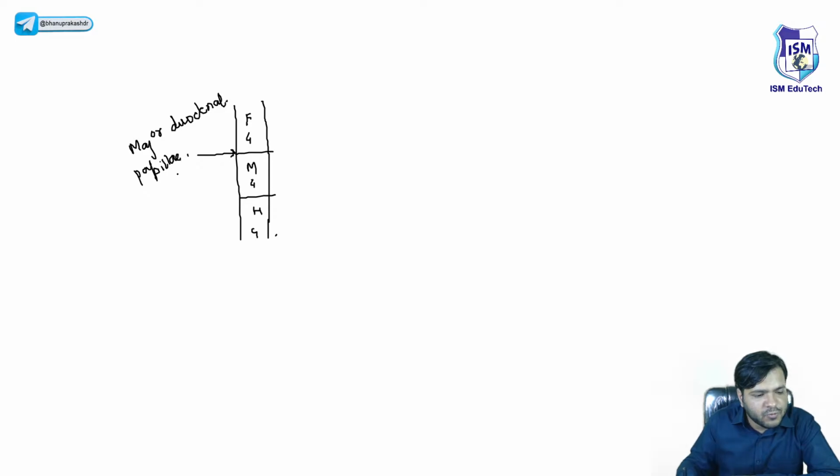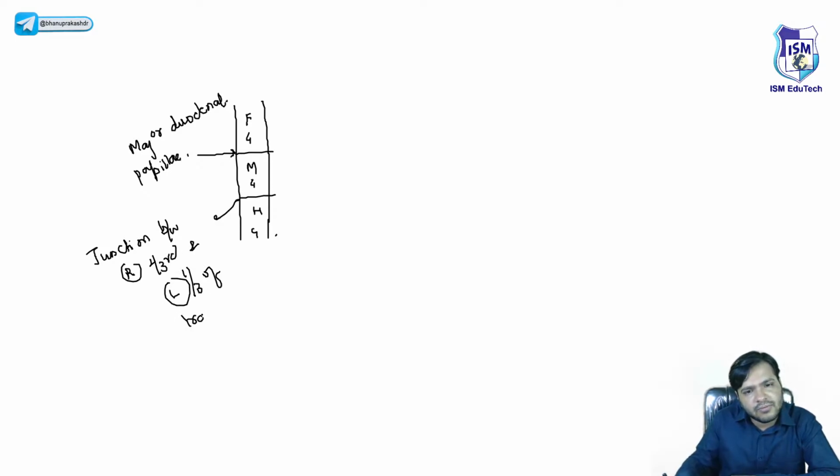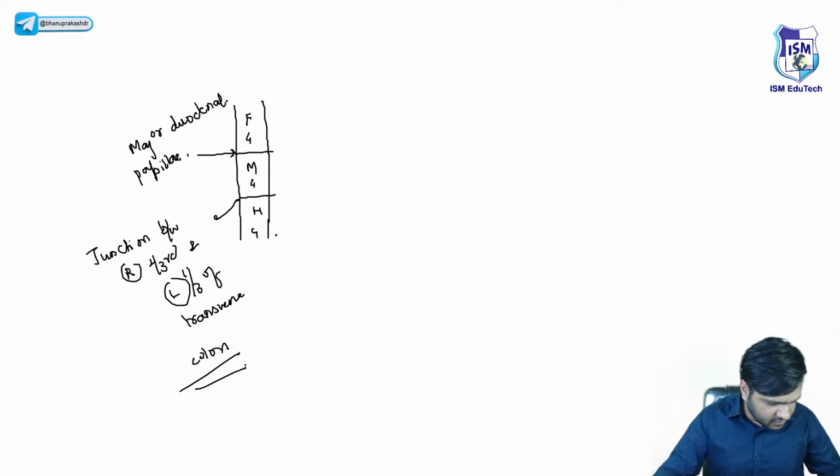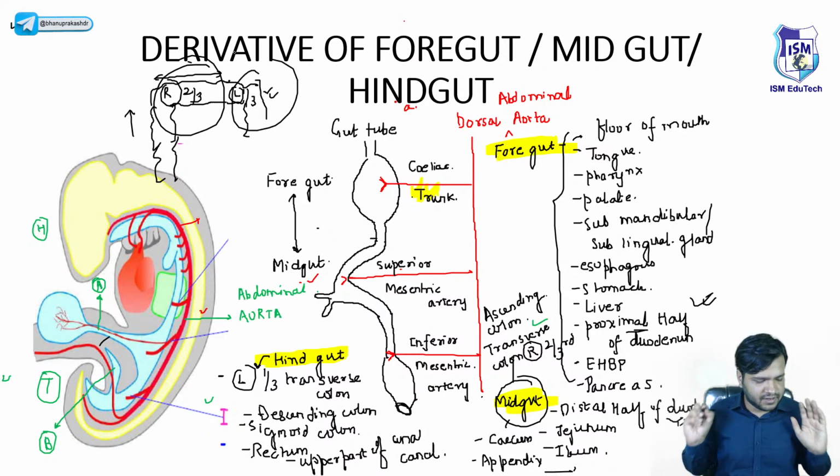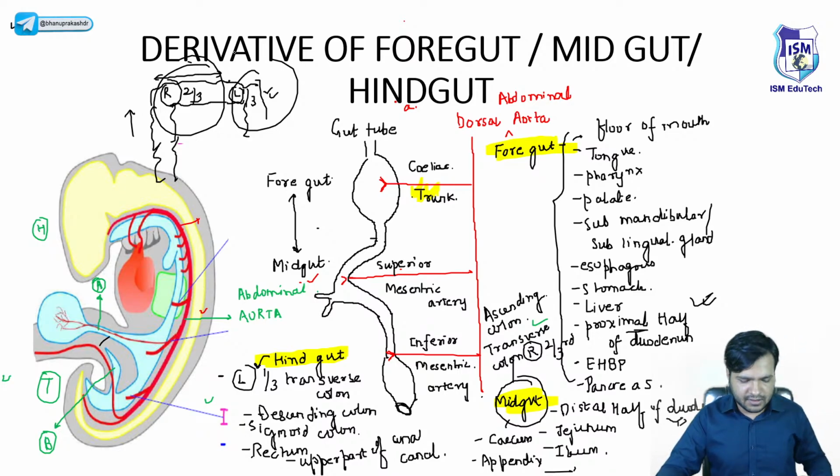Now, between the midgut and the hindgut, you already know it is the junction between the right 2/3 and left 1/3 of the transverse colon. This I have already discussed with you right now: the right 2/3 is derived from the midgut and the left 1/3 is derived from the hindgut. So I hope this part is clear up till now.